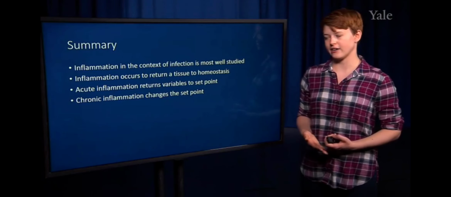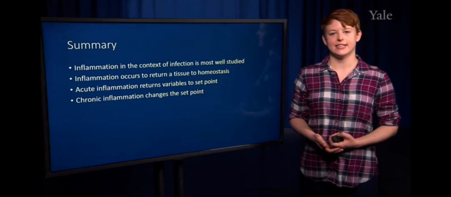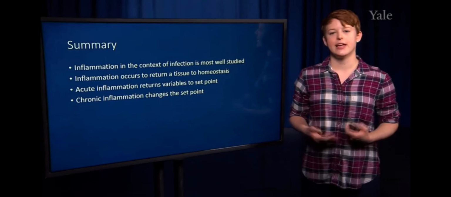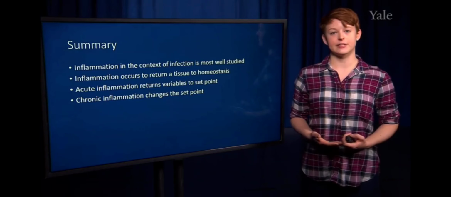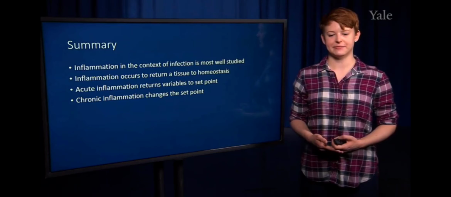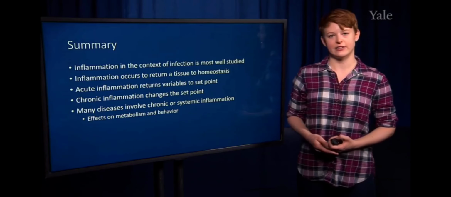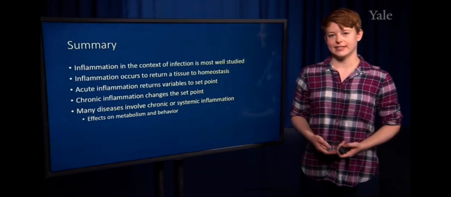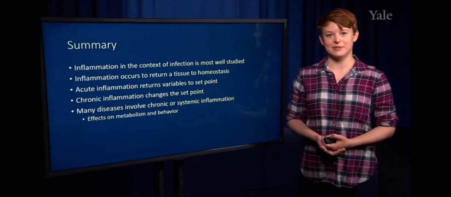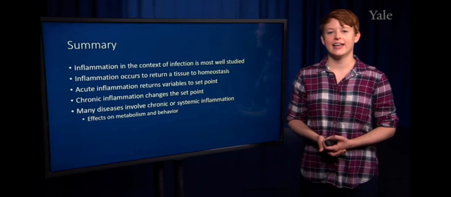And so you can see this in many of our chronic inflammatory disease examples because there are changes in homeostasis in the body. And this is the body trying to adapt its inflammatory response when it cannot change the variable back to its original level. Many diseases involve chronic or systemic inflammation. We talked about a few examples. And we also saw some examples of how inflammation can have impacts on behavior and metabolism.